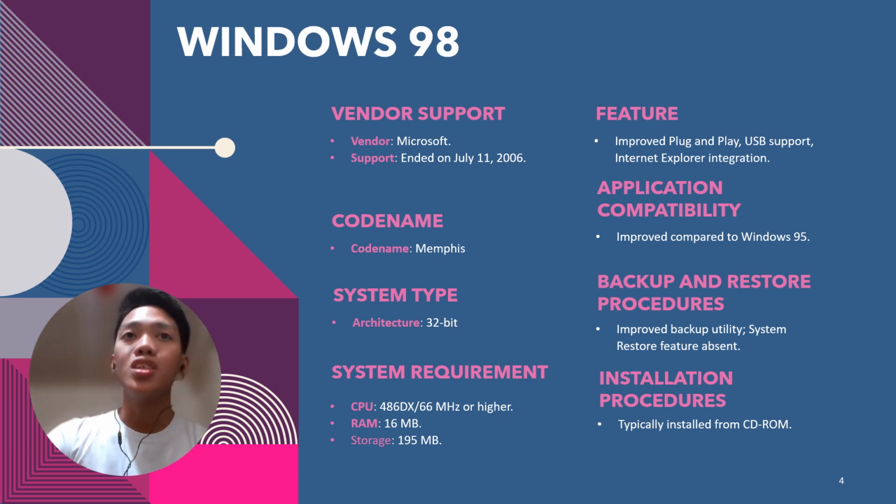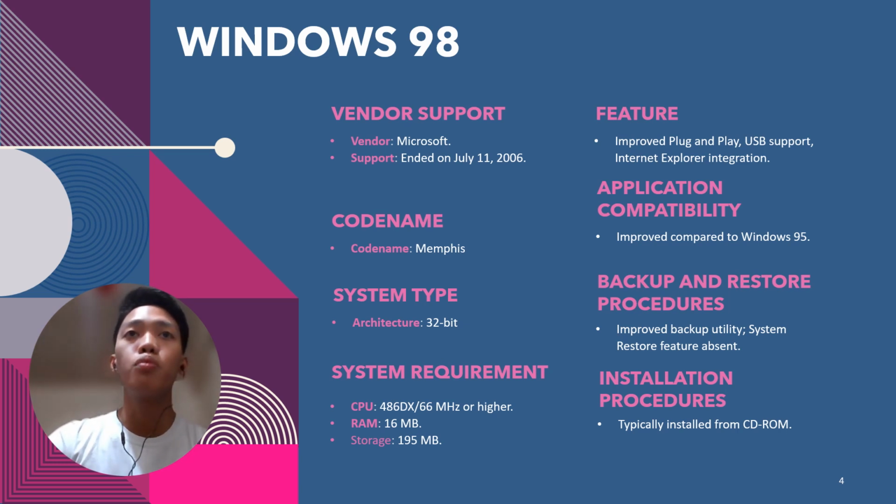The system type is 32-bit. Windows 98 maintained compatibility with 16-bit applications while providing enhanced stability through its 32-bit architecture. System requirement: you need a CPU of 486DX or 66 megahertz or higher. The RAM is 16 MB, storage 195 MB. The increased system requirements reflect the growth of hardware capabilities, allowing for more robust computing experiences.